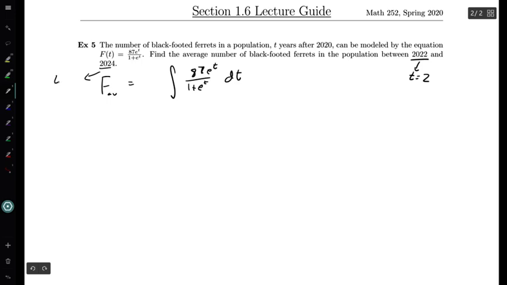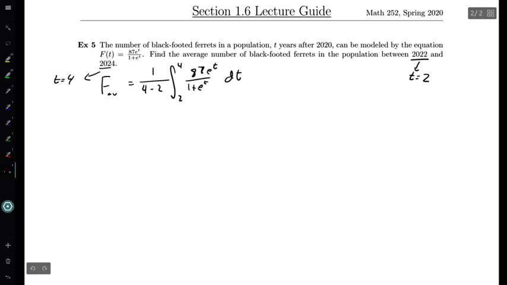2024 will correspond to t equals 4. And since we're finding the average number of black-footed ferrets in this interval between 2 and 4, we want to integrate from 2 to 4. And out front, we need to have this factor of 1 over 4 minus 2, 1 over the upper limit of integration minus the lower limit of integration. So all this together, now we need to actually do this integral now that we've got the setup down.